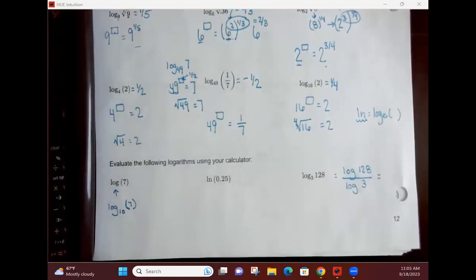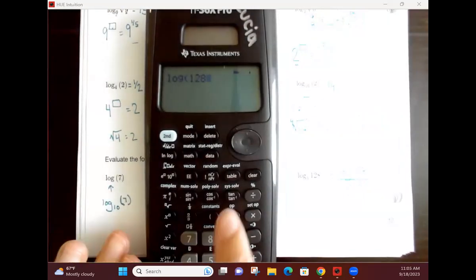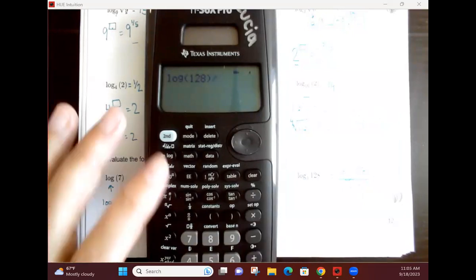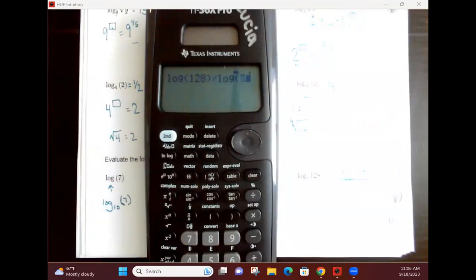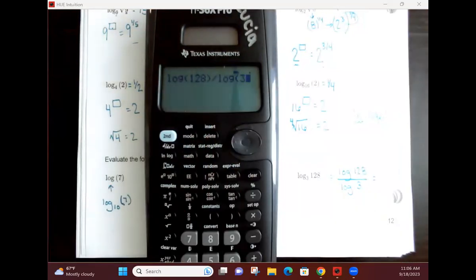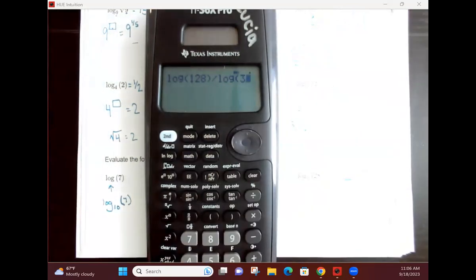When you type this in your calculator, though, you do need to be careful. So if I type this in, log of 128, I need to close that parenthesis and then divide by my other log. If you don't close that parenthesis, then you are doing division within the argument of your first log. So just be careful how you enter these, okay? And then once you close that parenthesis and type in the rest of your division, you should be fine.